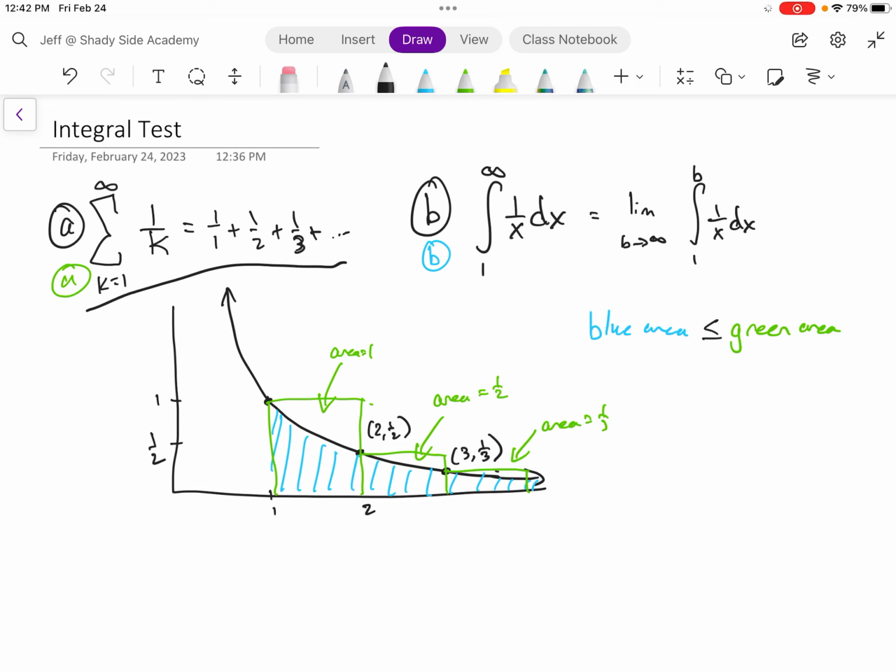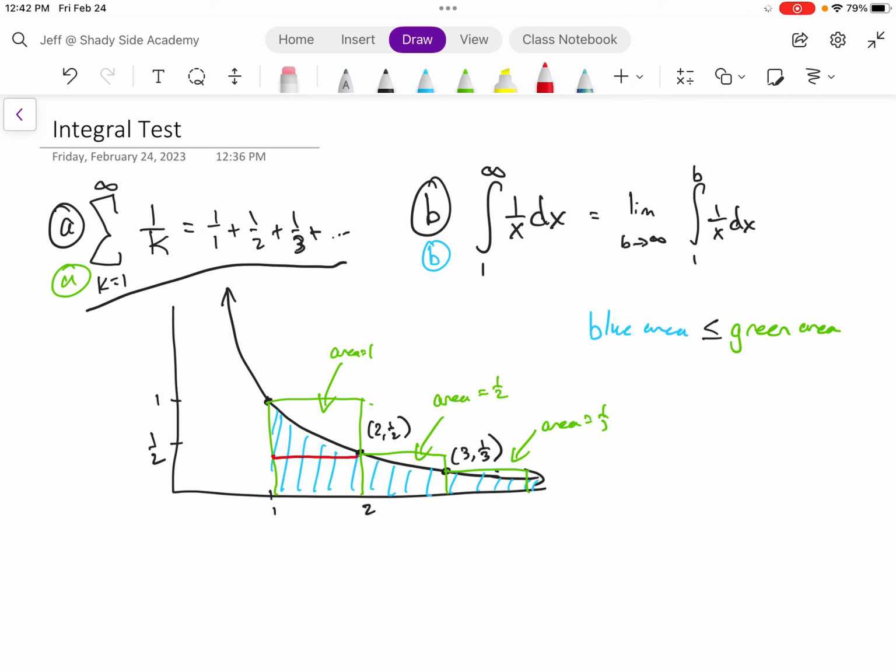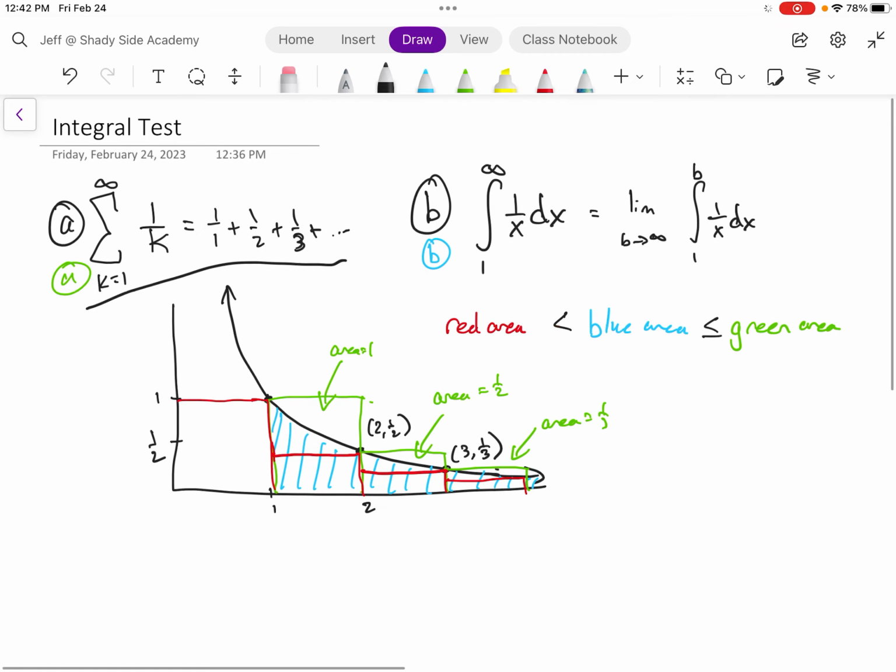If I wanted to, I could ignore the first term and use these red areas for the right Riemann sum, and that's going to actually have the same result. So if I use the right Riemann sum and ignore that first term, or draw the first term over here, it doesn't matter. Whatever we do, we could say that the red area is less than or equal to the blue area, which is less than or equal to the green area. So we could have either of these things, and that's fine.